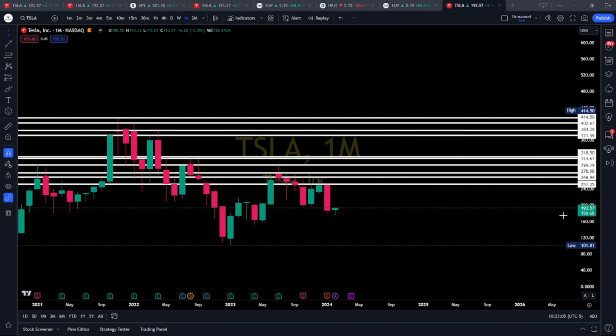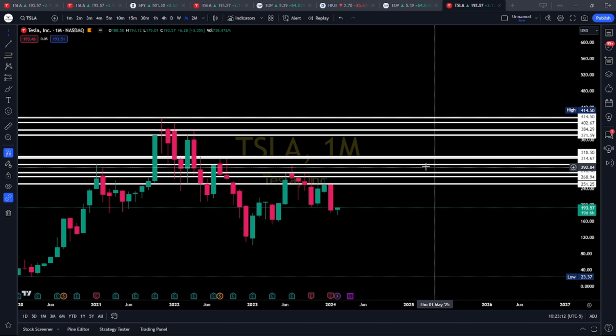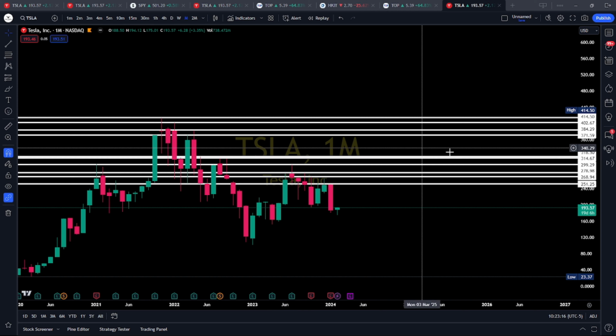Now, something that's really cool is you can go through this and use a monthly chart, mark your lines, and your levels will be plotted on the side for you. Alt H is a line that goes all the way across. Alt J is not. Alt J will just go from the candle to the right.